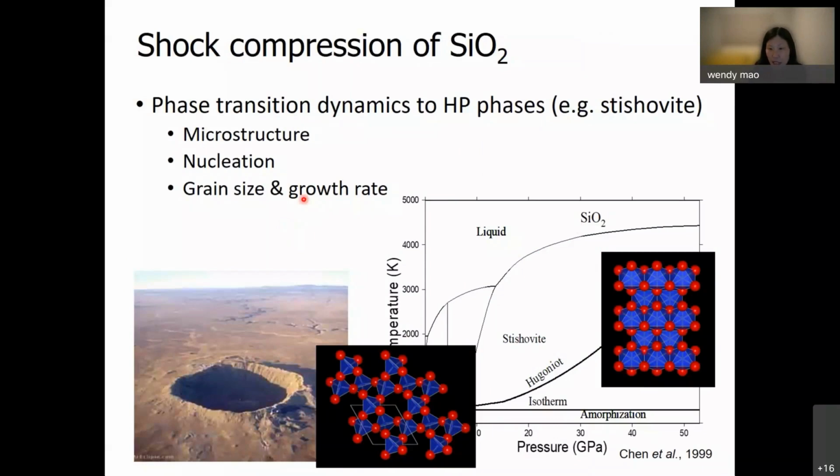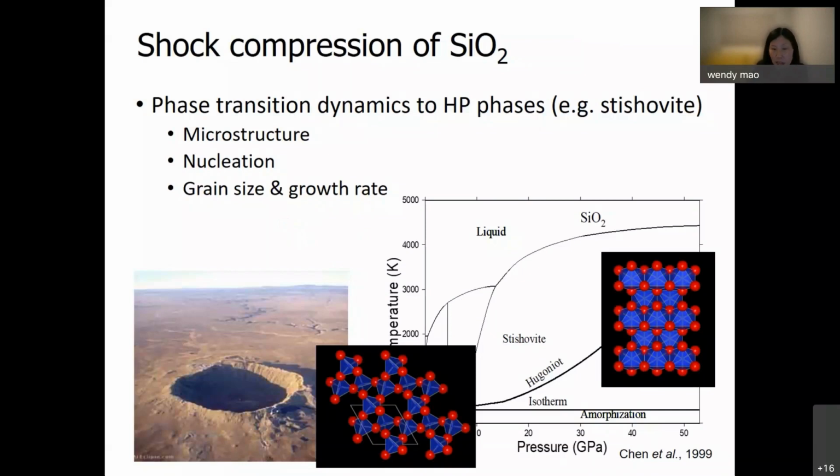And so we used the MEC instrument to look at shock compressed SiO2 transitions, investigate how the structure evolves during dynamic compression. And so this would have implications for understanding transition pathways between SiO2 phases, and also could provide some constraints for what's observed at meteorite impact sites.